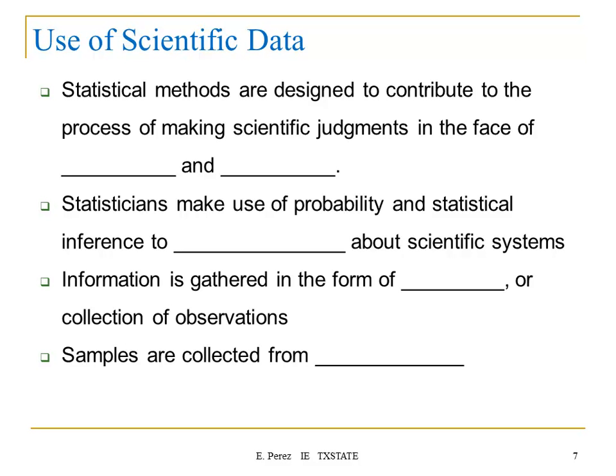So statistical methods are designed to contribute to the process of making scientific judgment in the face of uncertainty and variation. As you know, most of the decisions that we make have some uncertainty related to them. You are not 100% certain of what's going to happen after this lecture in your life. I mean, you can have an idea, but you know that life is uncertain. Okay? So that also applies to what we're trying to teach with statistics. So statisticians may use probability and statistical inference to draw conclusions about scientific systems.